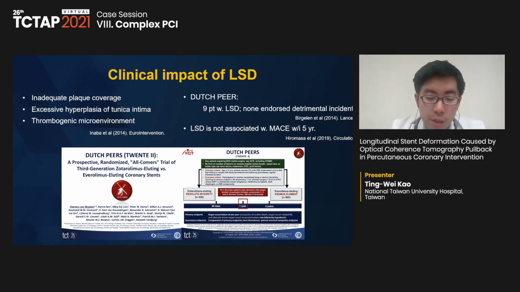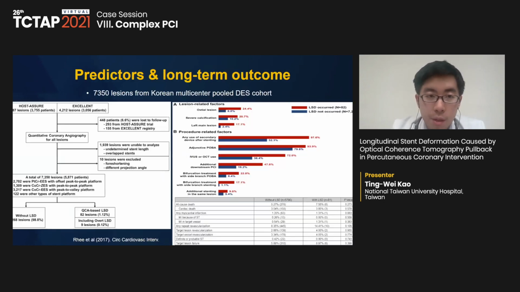The Dutch PS trial reviewed 9 patients who experienced LSD during PCI, whereas none of them endorsed any detrimental clinical incidents. In addition, Dr. Ri and colleagues reviewed 350 lesions from the multi-center pooled DES cohort. Not only had predictors of long-term outcome been discovered, but they also documented comparative, albeit numerically higher, rates of all-cause mortality, MI, repeated revasc, and target organ failure due to LSD.